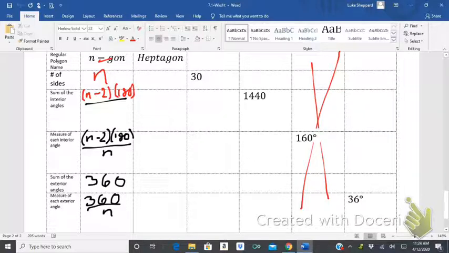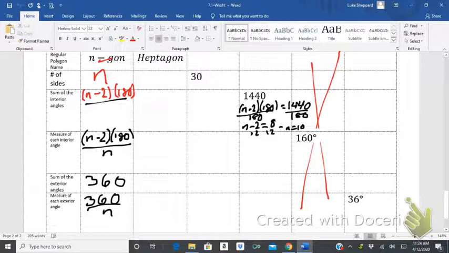If we look back over at this column over here, 1440 is the sum of the interior angles. So my formula from before, n minus 2 times 180, is going to equal 1440. So I'm just going to solve this. I'm going to divide each side by 180. I get n minus 2 equals, and 1440 divided by 180 is 8. Then I add 2, so I get n equals 10.